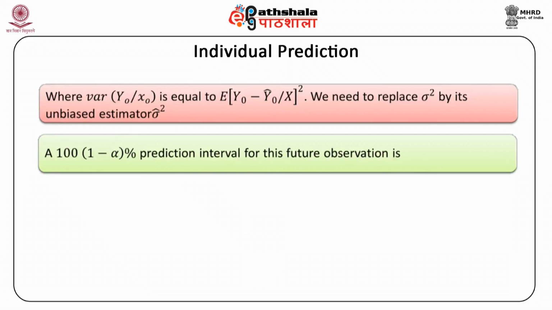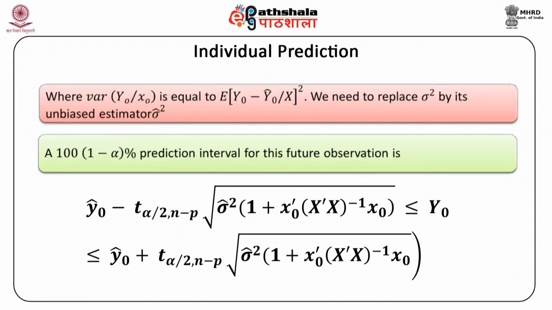The 100 into 1 minus alpha percent prediction interval for this future observation is then that y0 is greater than or equal to y0 hat minus t alpha by 2, n minus p, into under root of sigma hat square into 1 plus x0 prime into x prime x inverse x0, and this is less than or equal to y0 hat plus t alpha by 2, n minus p, into under root of sigma hat square into 1 plus x0 prime into x prime x inverse x0.